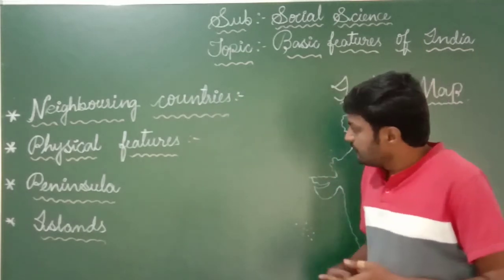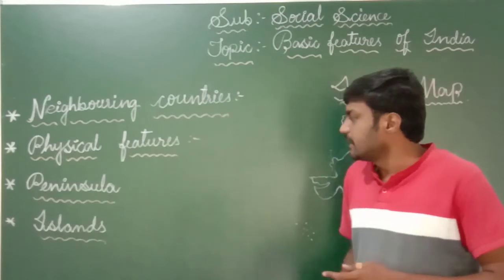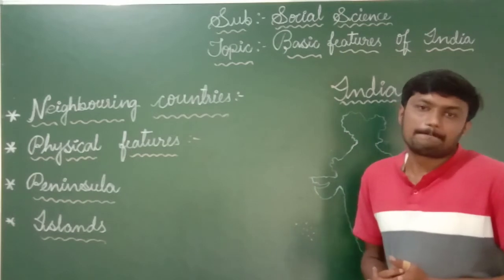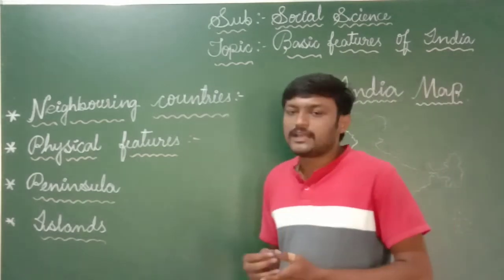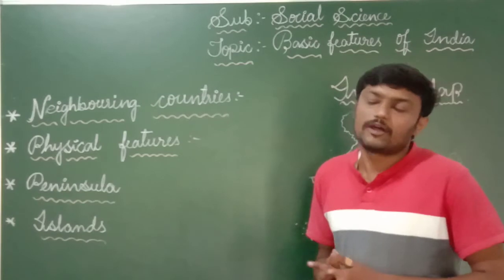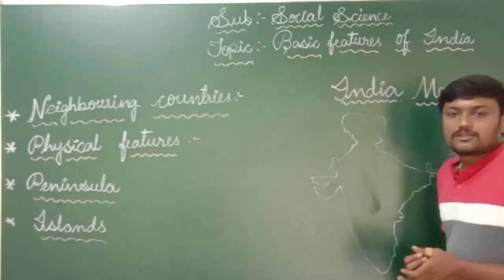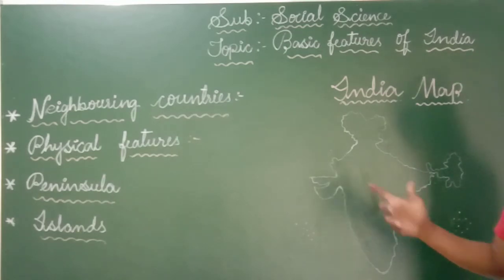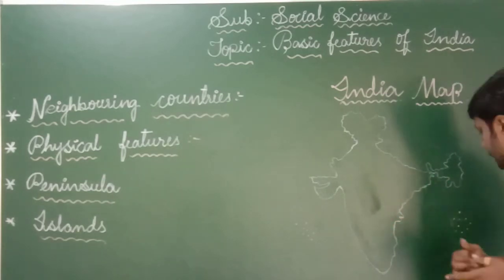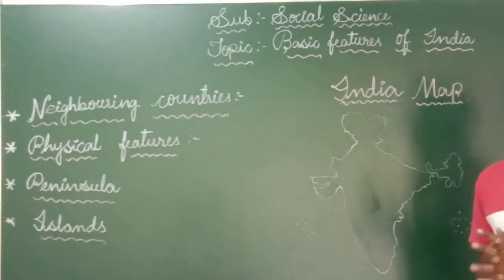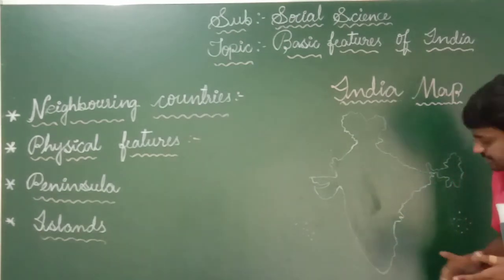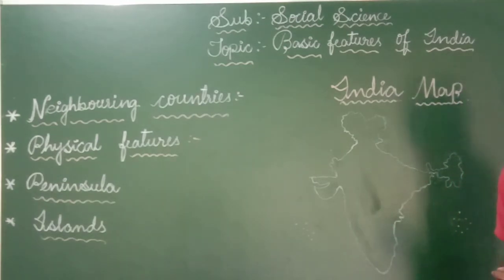Next we shall move on to the next point, that is peninsula. What do you mean by peninsula? See, I think it is a very new word for you. The term peninsula indicates the shape of our country. I mean a large land mass which is covered on 3 sides by water bodies. Such a place is called a peninsula.